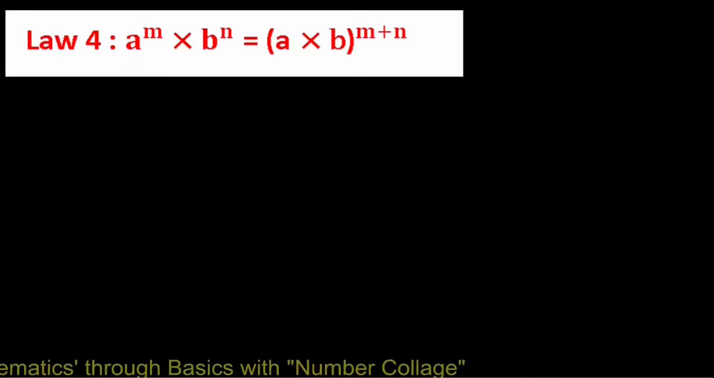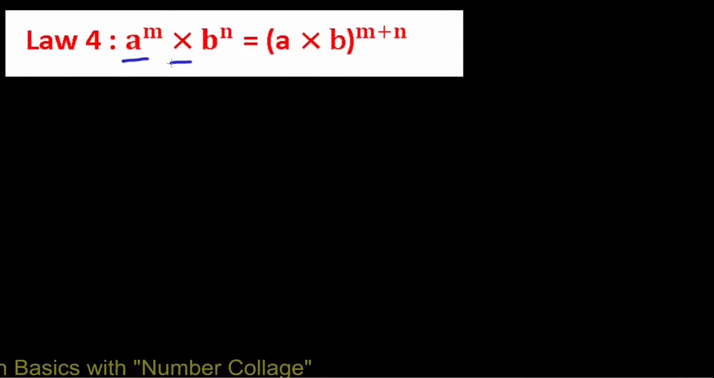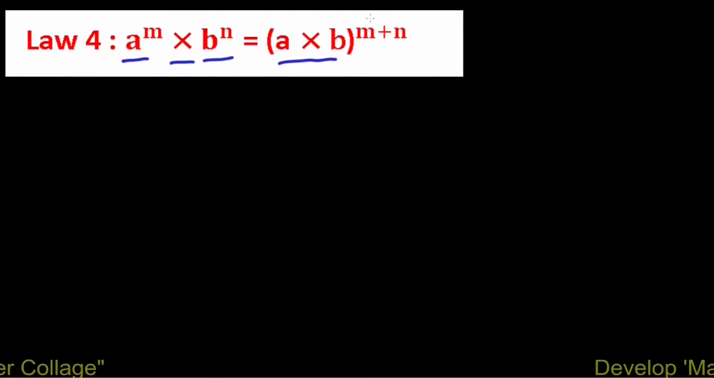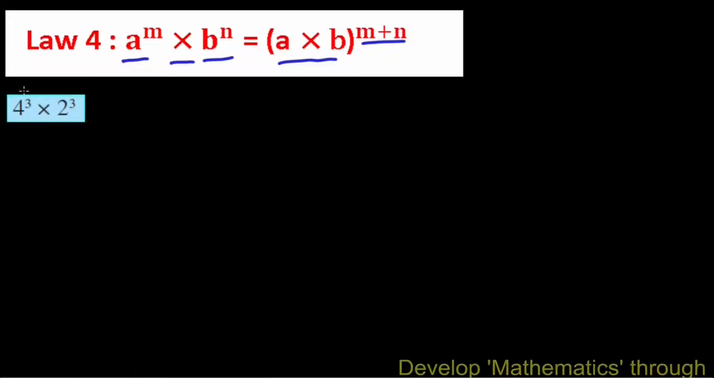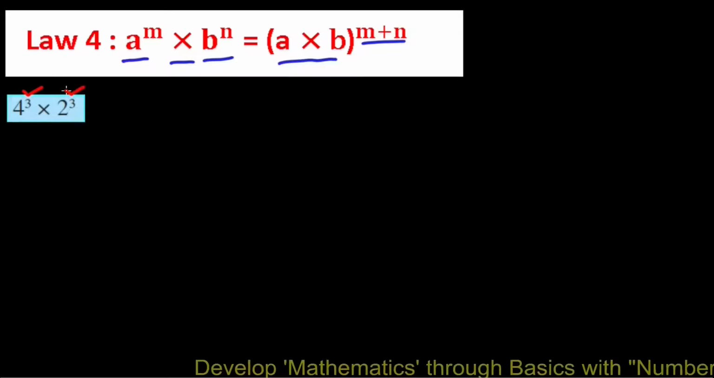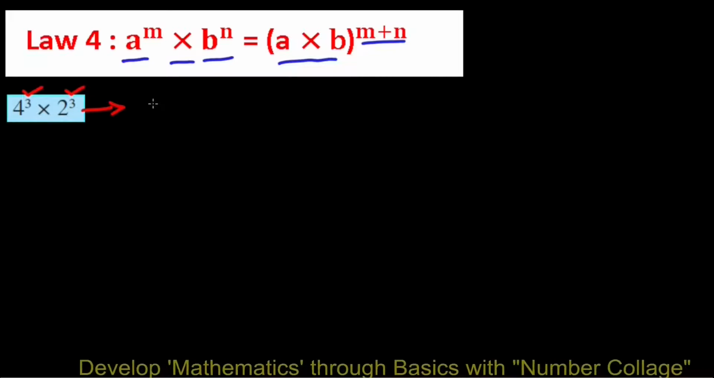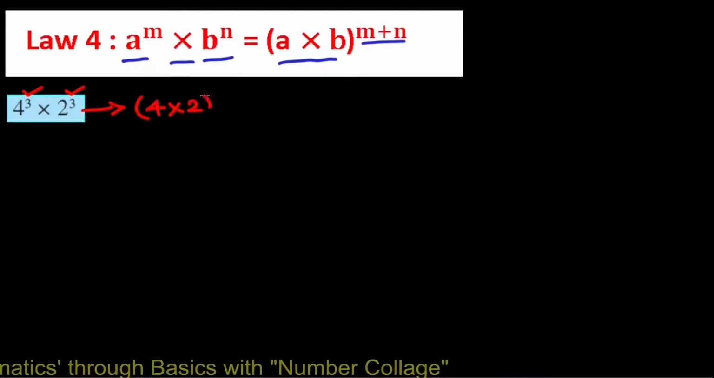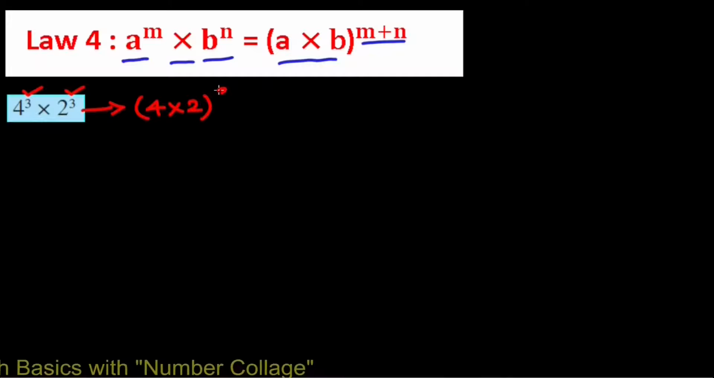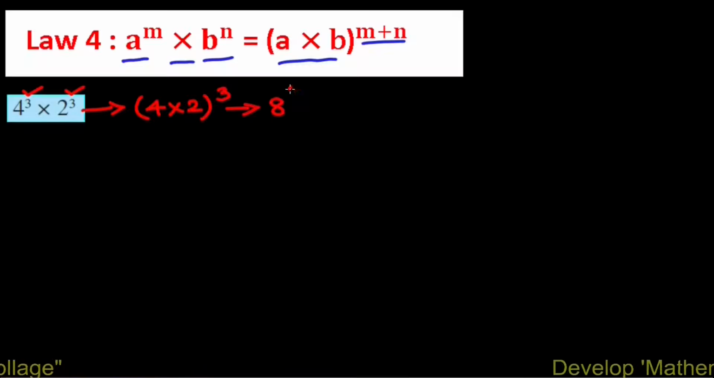Now we write our fourth law, which is a raised to m multiplied by b raised to m equals a into b raised to m. 4 cubed multiplied by 2 cubed. Here we have the same exponents, which is 3. So we first multiply bases 4 and 2 and raise this product to 3, which will be 8 cubed.